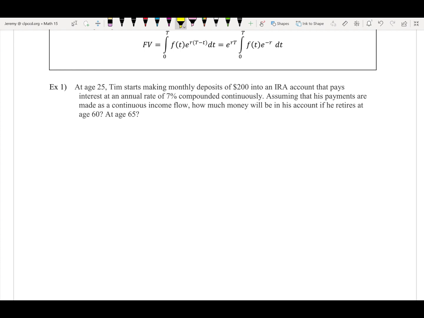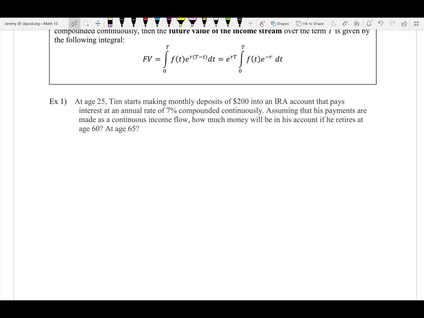Assuming that his payments are made as a continuous income flow, how much money will be left in his account when he retires at the age of 60? And after that, we'll look at what if he waits 5 more years and retires at age 65.